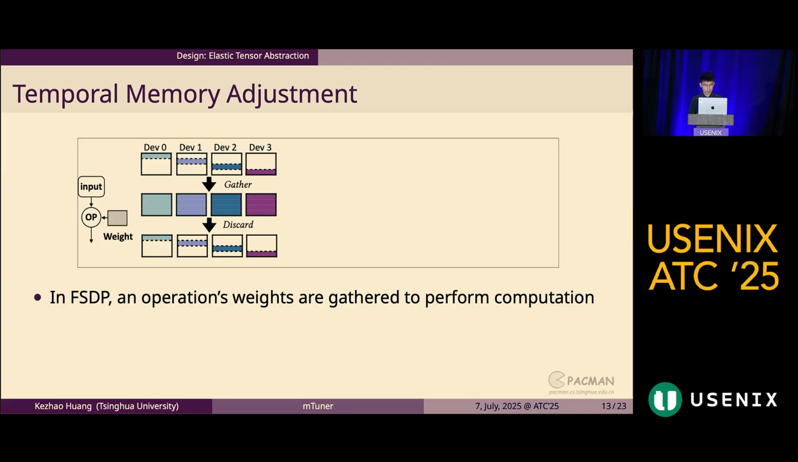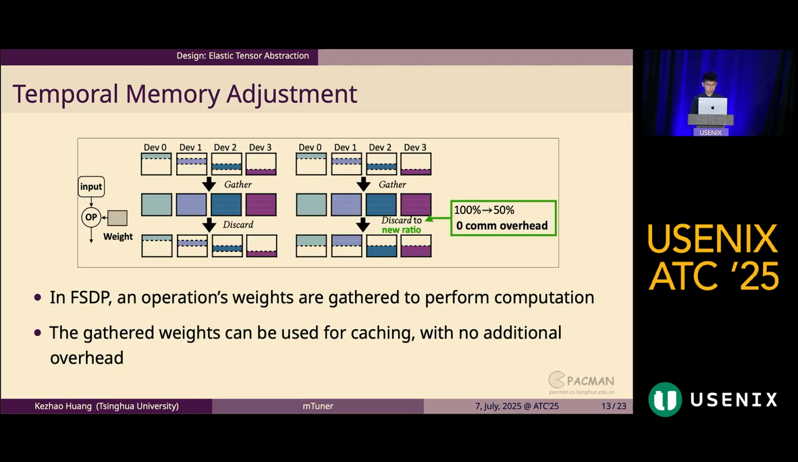Let me explain how the memory adjustment works in practice, particularly under FSDP training. In FSDP, before an operation runs, it is associated with a gather from shards into GPU memory to perform computation. The key insight is that once these weights are gathered, they can be cached locally without any additional overhead. This caching allows us to reuse the weights flexibly across multiple operations, reducing redundant communication. By adjusting when we gather and discard these weights, we can efficiently smooth out memory usage and improve training efficiency.